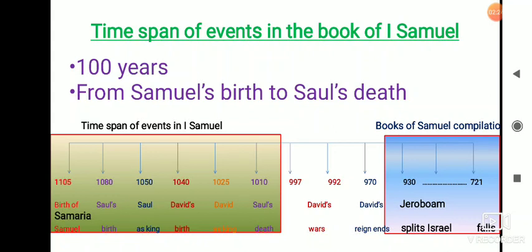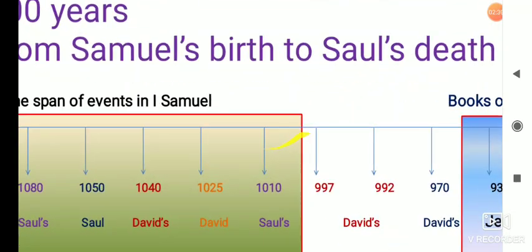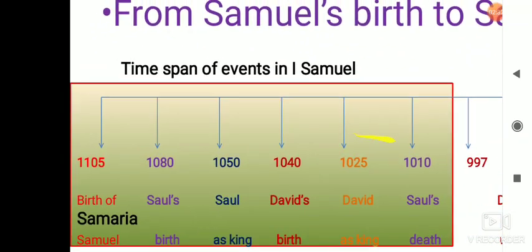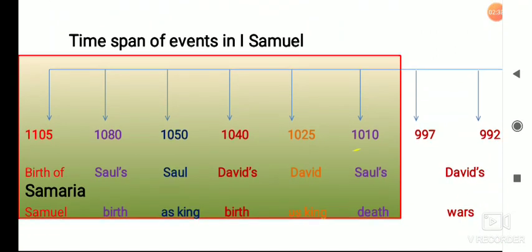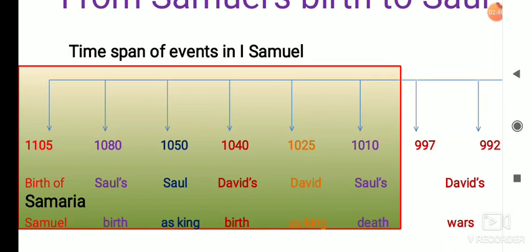Time span of the events in the book of 1 Samuel. The book of Samuel spans nearly a century of history, from the birth of the prophet Samuel in 1105 BC to the death of King Saul in 1010 BC.